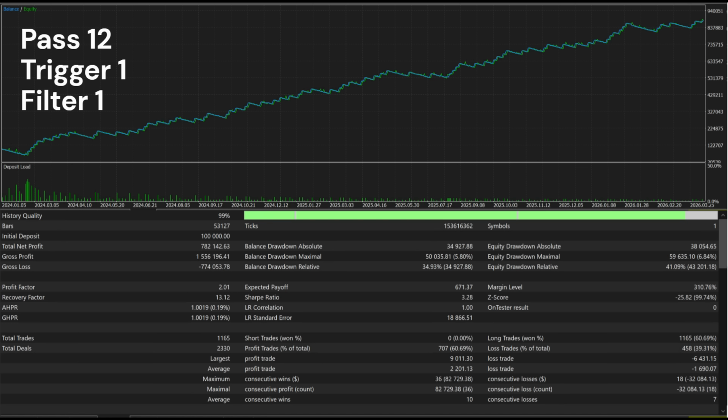The equity curve shows gradual growth with controlled pullbacks, indicating a stable trading behavior. Looking at the metrics, the profit factor is around 2 and the Sharpe ratio is above 3, suggesting strong risk-adjusted performance. The strategy also executes over 1,000 trades, which provides a solid statistical foundation. Overall, this configuration demonstrates a balanced profile between growth and stability, making it a strong baseline before introducing compounding.